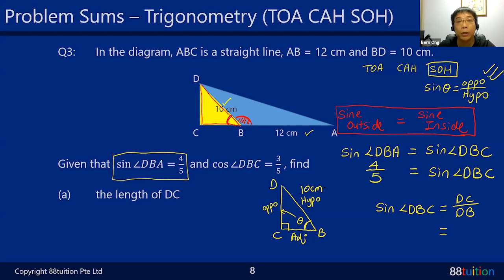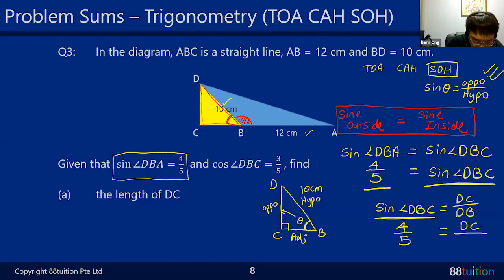But DC, I don't know. Don't worry. From above, sine DBC is equal to 4/5. I can say that sine DBC is 4/5 also, because it's the same thing. DC I don't know, but the actual length of DB is 10 cm.